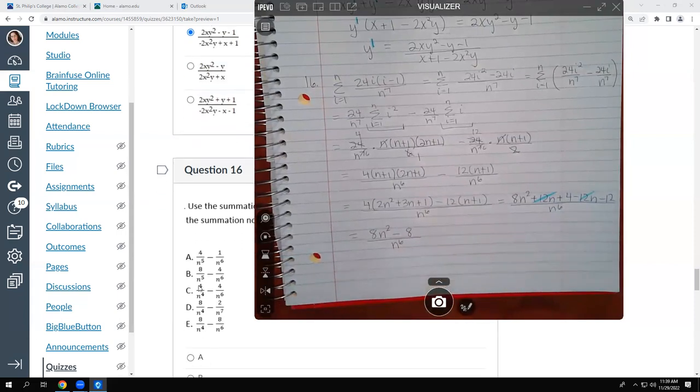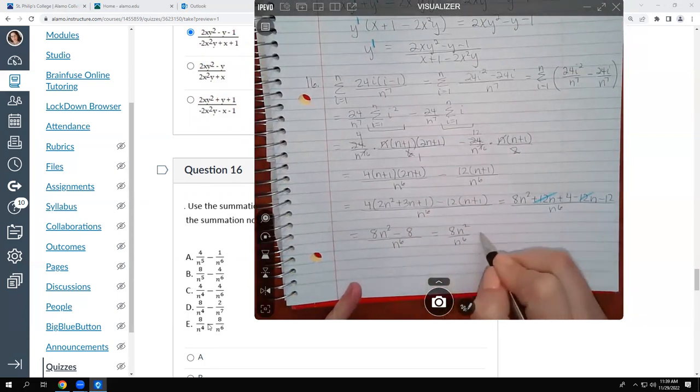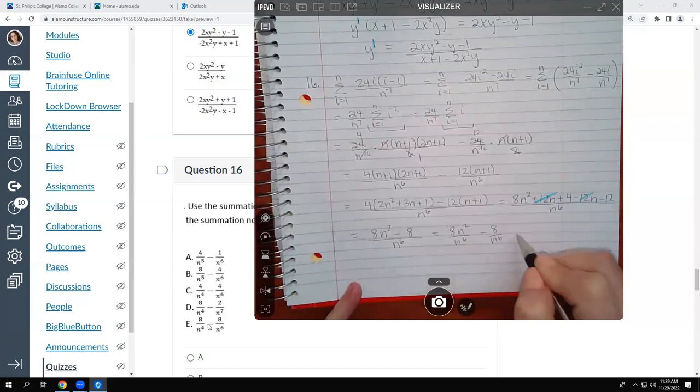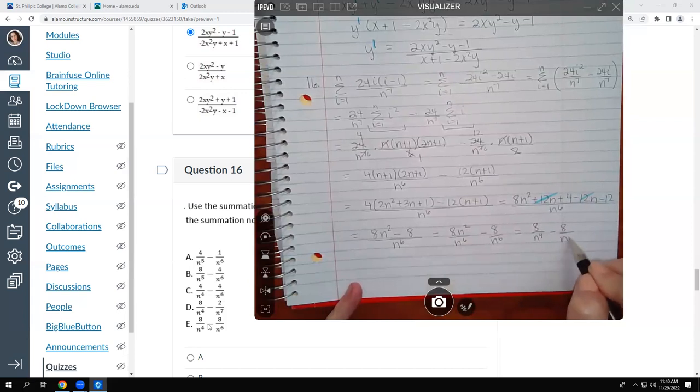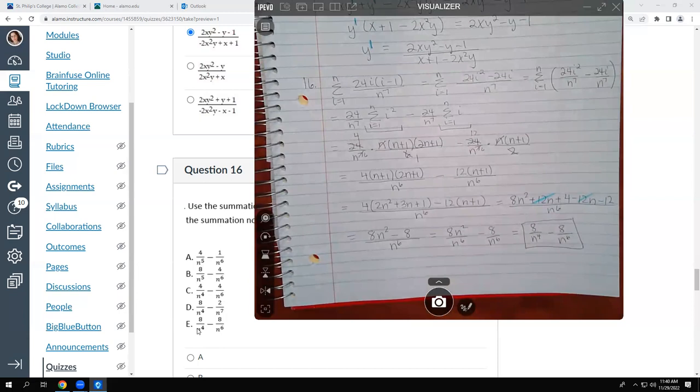I'm pretty sure I know which one it is. I know it's E, but how are they getting those things, right? You just split the fraction and then reduce. So two of these can cancel, so I'll have n to the 4th, and then nothing cancels over here. So we get exactly what they have.